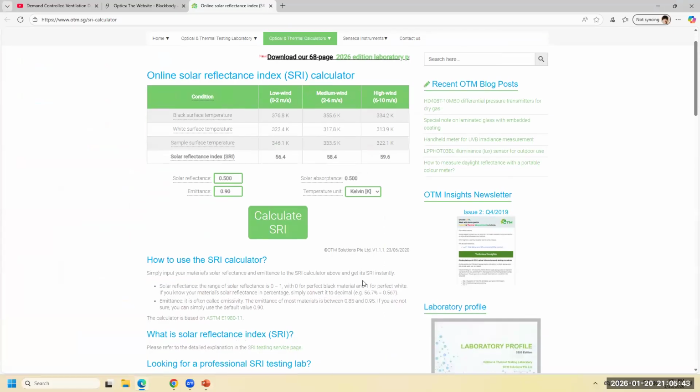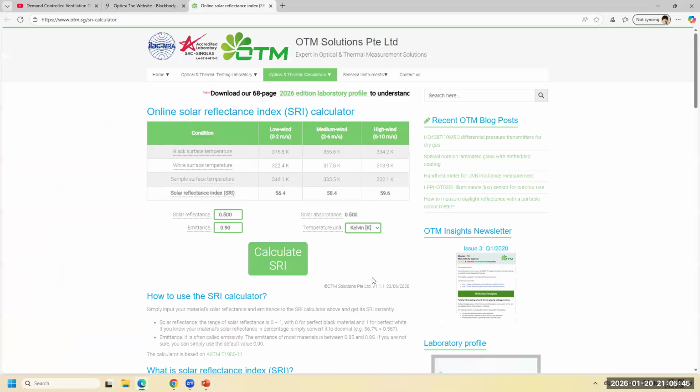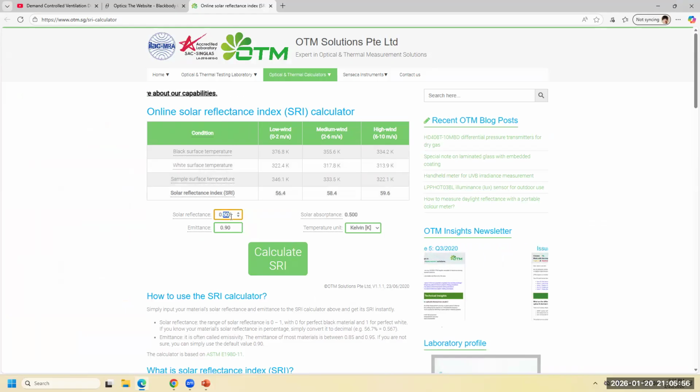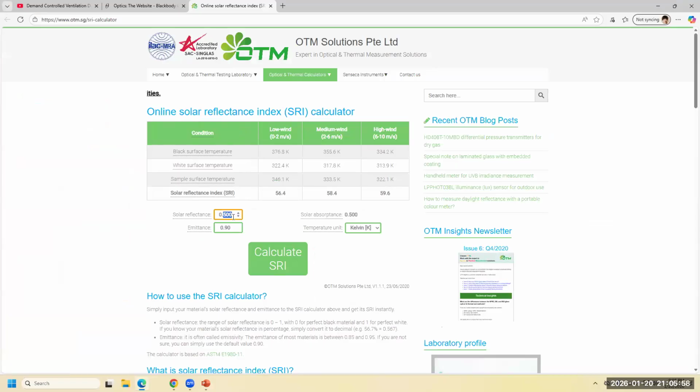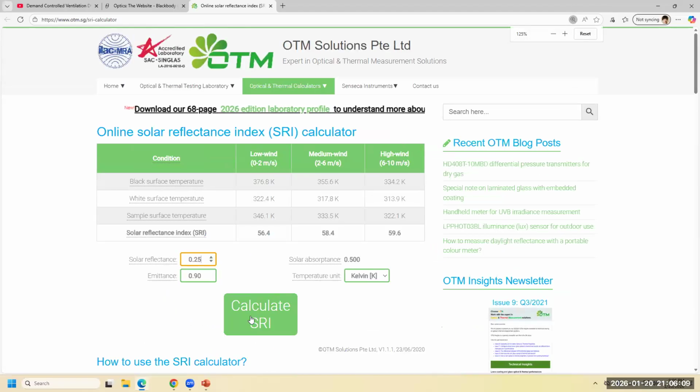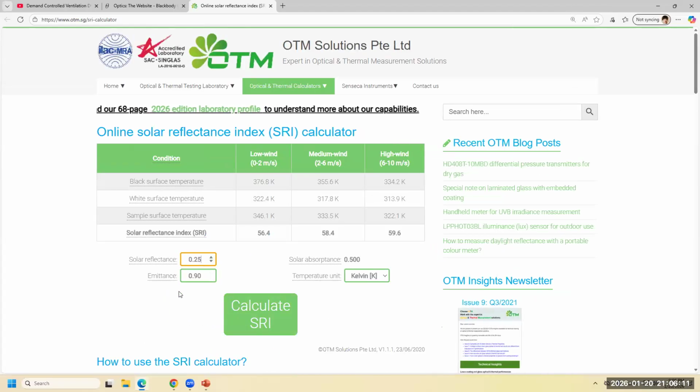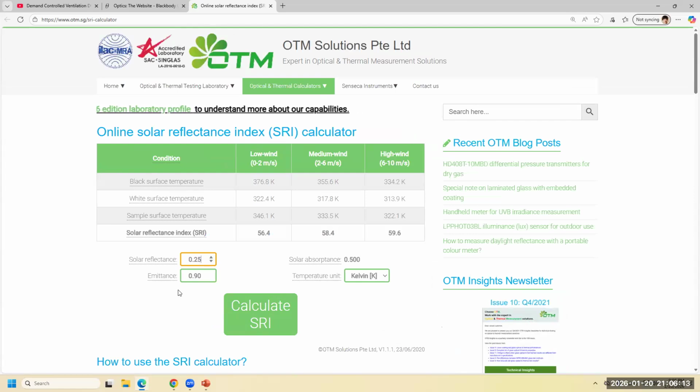Let us know, under the standard conditions, the importance of solar reflectance index. Take the example of concrete. I remember the reflectance is 25%, and thermal emittance is 0.9. This is for concrete tile. We got the figures from the table.